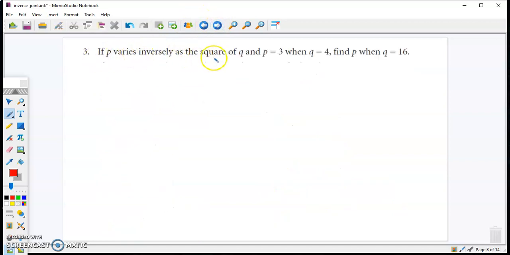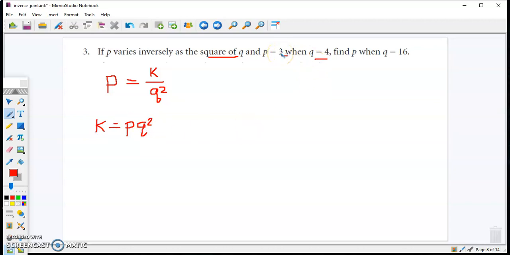p varies inversely as the square of q. So let us write the equation. P varies inversely, so you have your constant of variation k, to the square of q. So q is raised to 2. Now p is 3 when q is 4. So again, our case, the product of the two quantities, so that would be p times q squared.